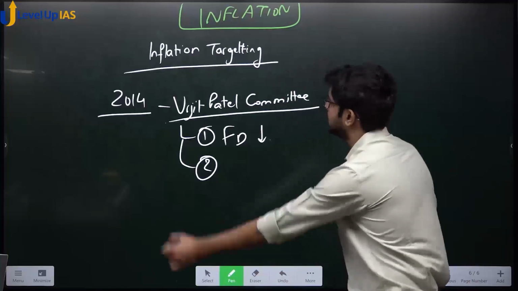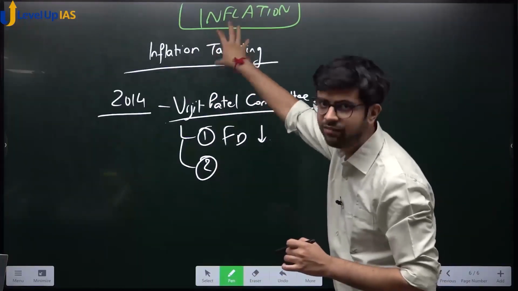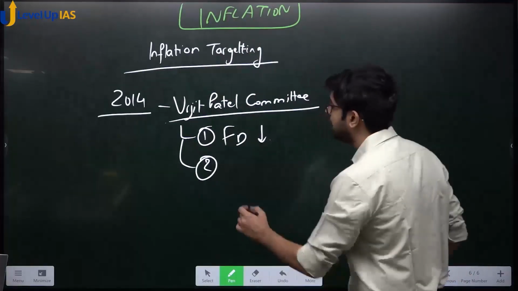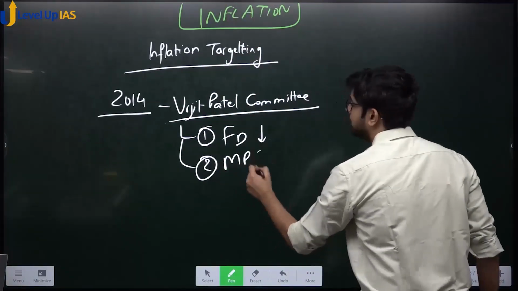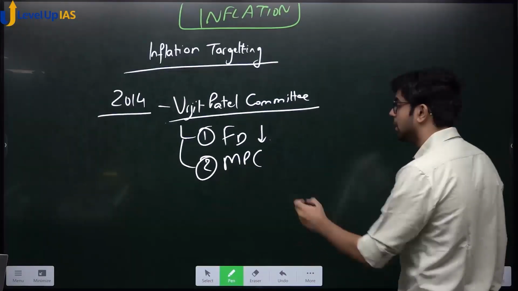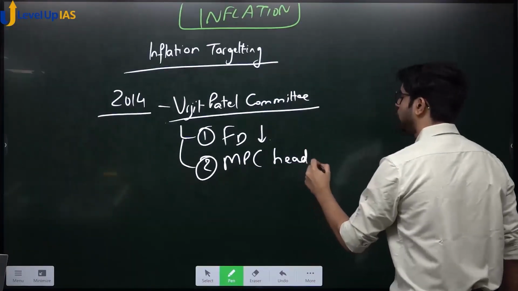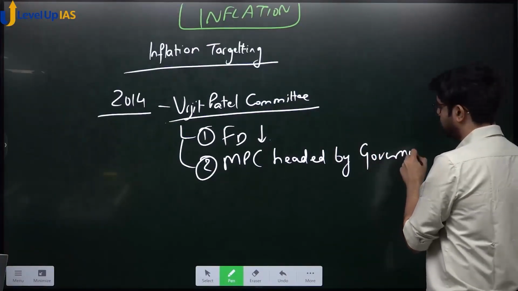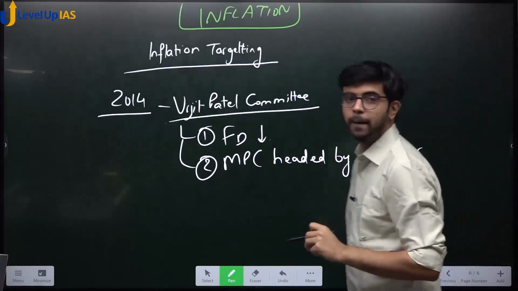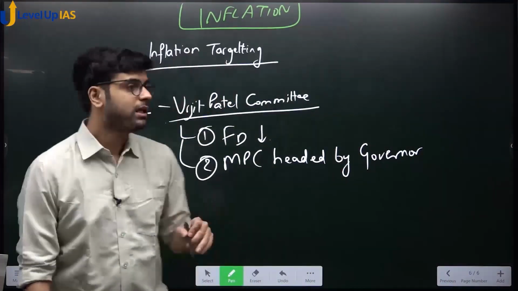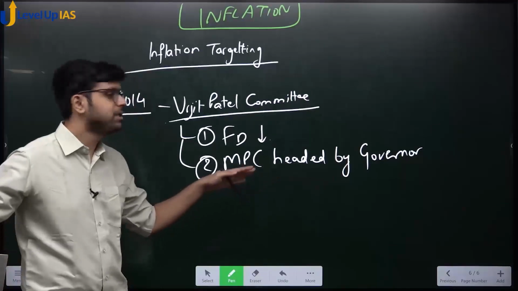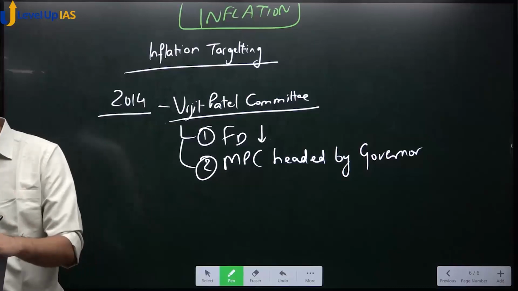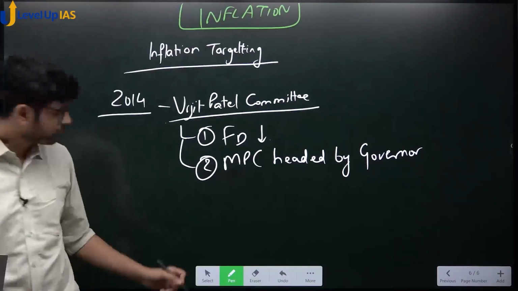So Urjit Patel said that since we are targeting inflation, since this is our key variable, the decision on how much the inflation should be should be taken by a monetary policy committee. A monetary policy committee, which will be headed by the governor. You are there anyway, because you are RBI. Okay? But there should be a monetary policy committee. Instead of only the governor, there should be a monetary policy committee, and the governor should head the monetary policy committee. Okay?